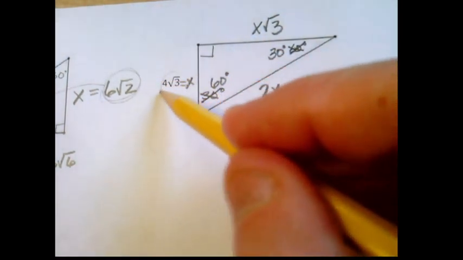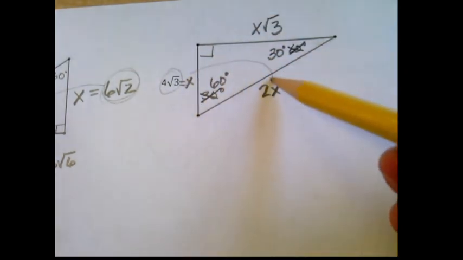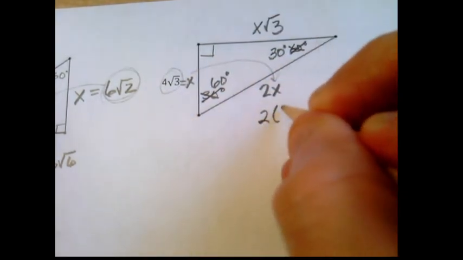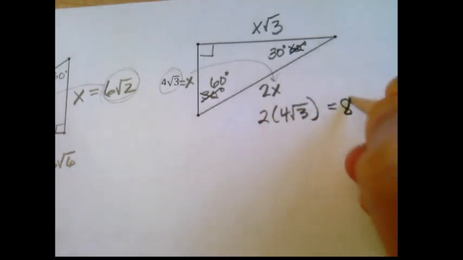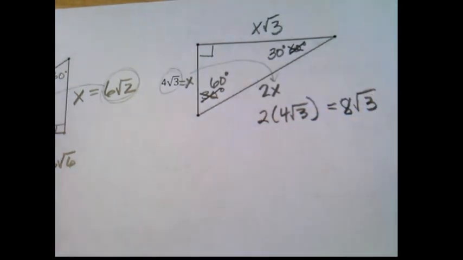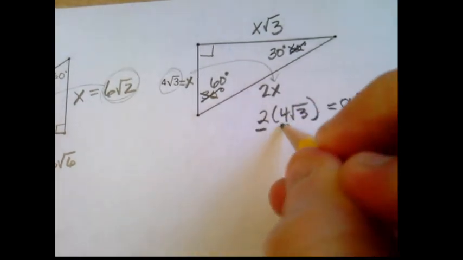So if I take 4 radical 3 and plug it in for the x here, I get 2 times 4 radical 3. What does that equal? 8 radical 3. Not 8 radical 6. You're only multiplying the like with the like here.